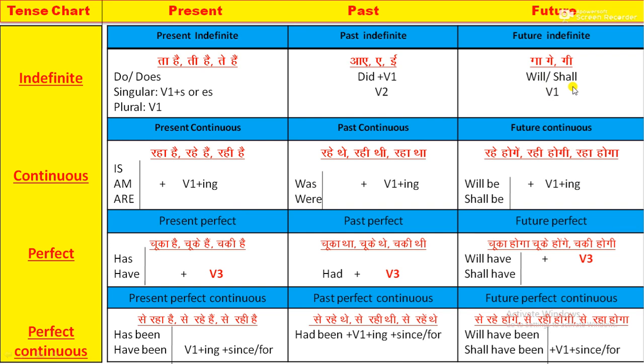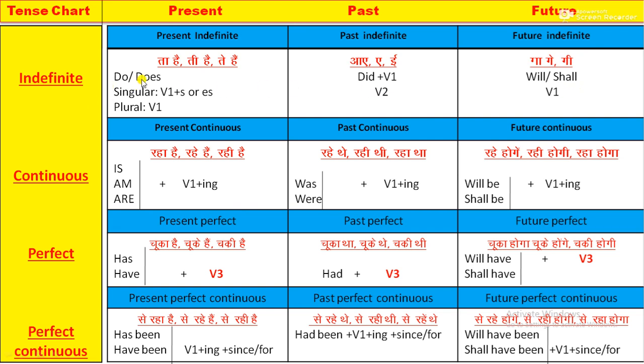Shall is to be used with I and we only, the pronouns I and we, and with all others we use will. Though we are using will with I and we, that is wrong usage. Kindly don't use it; grammatically it is wrong. Whenever you are facing any competition, this will be your error. So with I and we, make it your habit. In future tense, always use shall with I and we, especially.